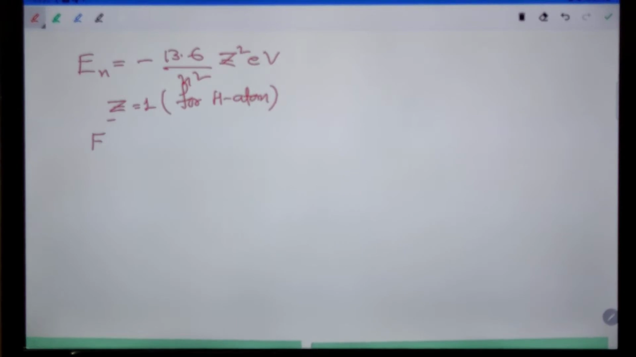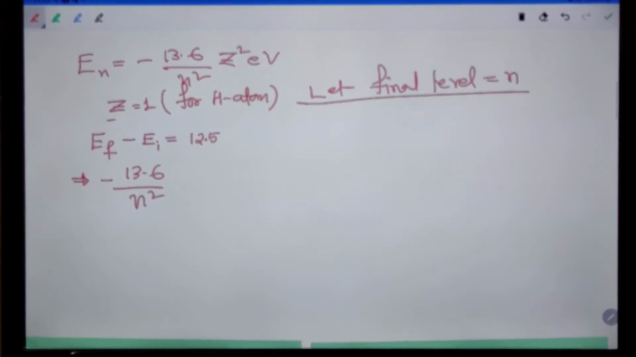So basically in the question it is given that the energy difference between the final energy level and initial energy level is 12.5. So for the final energy level you can put minus 13.6, since the value of Z is 1, so you don't worry about it. Let the final level be n. So in this part you put n and minus 13.6, and in the ground level you put the value of n as 1 square and it will be 5.